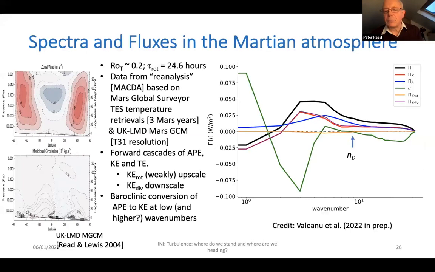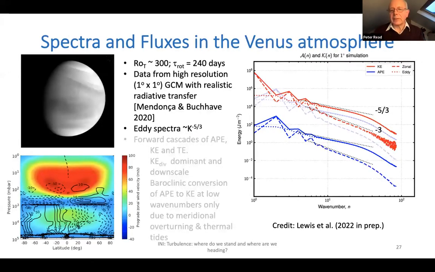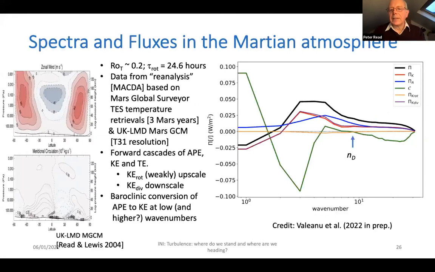Whereas at smaller scales, at higher wave number, we see that the divergent component essentially dominates. In fact, it tends to dominate at most scales. Sorry, let me go back. The divergent component essentially dominates at all scales in the Mars case, and is downscale at all scales.